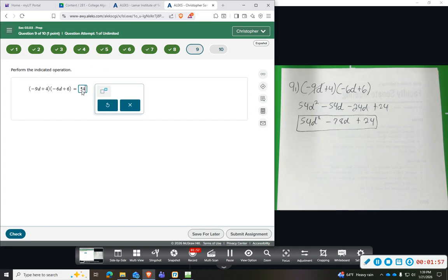So we got positive 54d squared, and then minus 78d, and then plus 24.